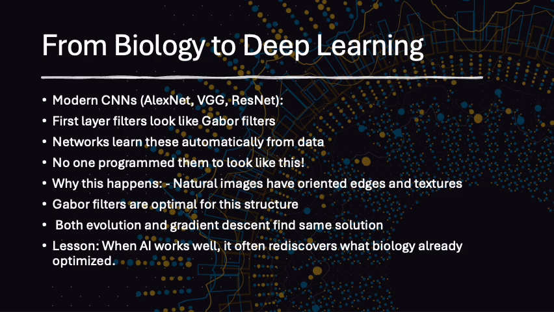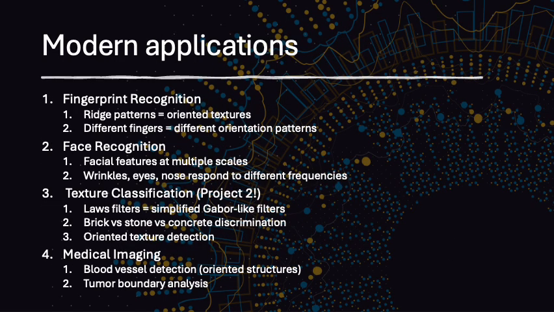Evolution found this through natural selection. Neural networks find it through backpropagation and gradient descent. And the mathematical field proves it through mathematical analysis. Three paths to the very same answer. Interesting, isn't it? Okay, now let's talk applications.